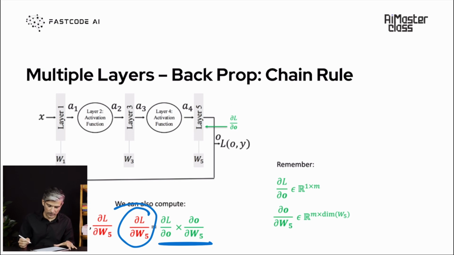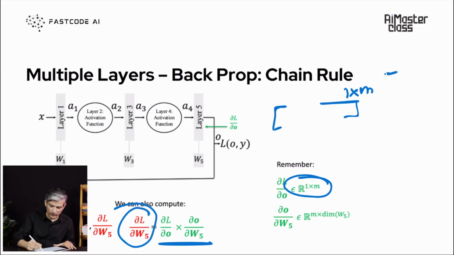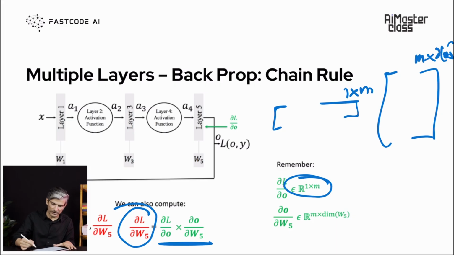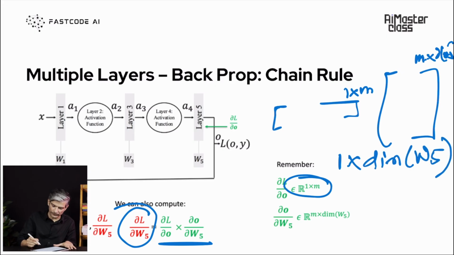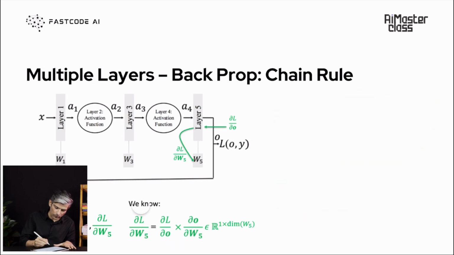We have our derivative of loss with respect to output, which was, remember, a row vector of size 1 cross m. So we keep it on the left, 1 cross m, and then we have our Jacobian of size m cross dim W5. So what we do is we multiply it, and what do we get as output? As output we get size 1 cross dim W5. So it is exactly the size of W5, and we can then use it to compute our quantity that we are interested in.